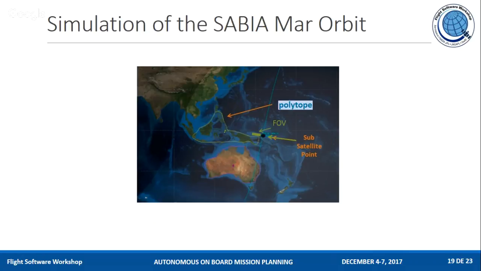This is a simulation of the SAVIAMAR orbit where we have a polytope, the orbit, and the sub-satellite point with the field of view, a large field of view of this satellite. So it's to show the position of the sub-satellite point with respect to the polytope. Nothing more than that, it's a simulation. The planner has to provide us the possibility to use it also just to study the allocation of memory and the contact time. There is a spin-off also from the mission design. Next slide, please.